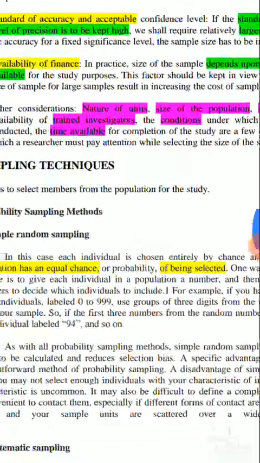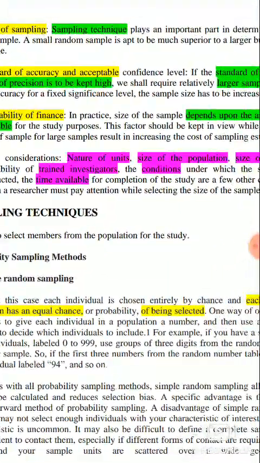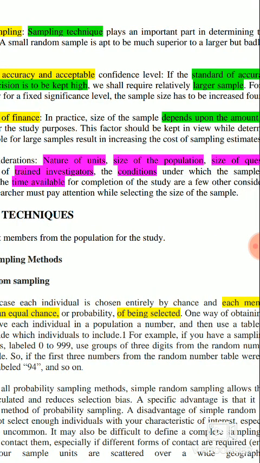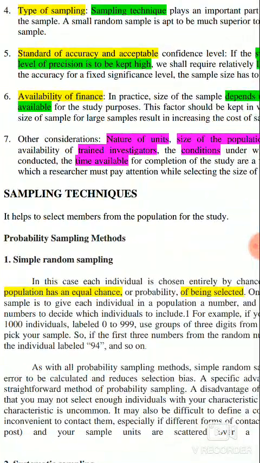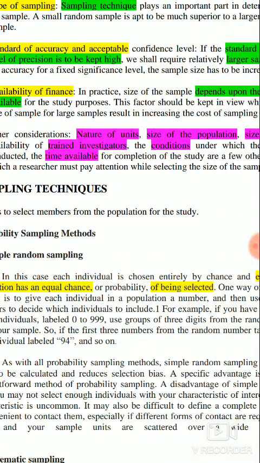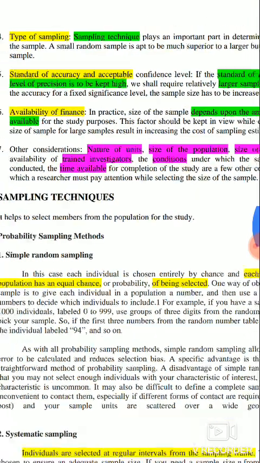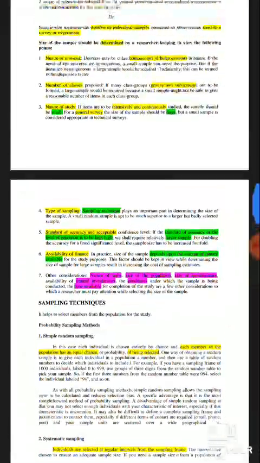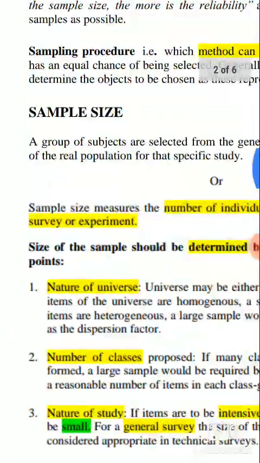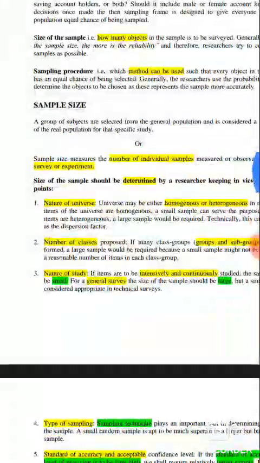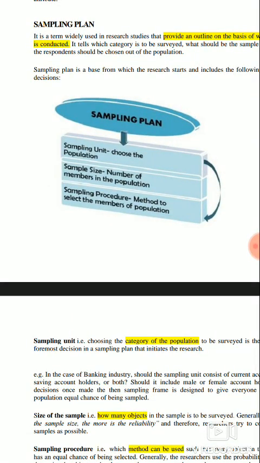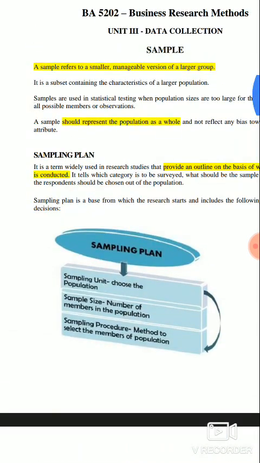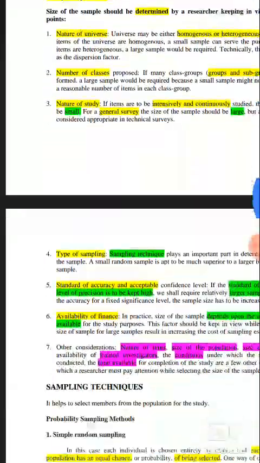Apart from these, there are some other factors also deciding sample size: nature of unit, size of the population, size of the questionnaires, quality of the researcher, conditions of the study, and availability of time. These also play a major role in deciding a sample size. So far we discussed the sampling plan and the sample size.